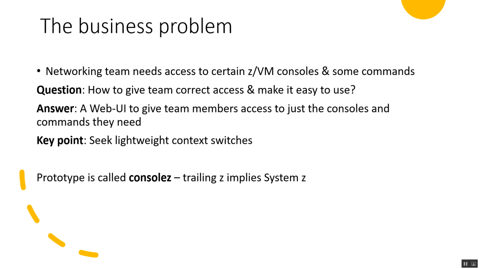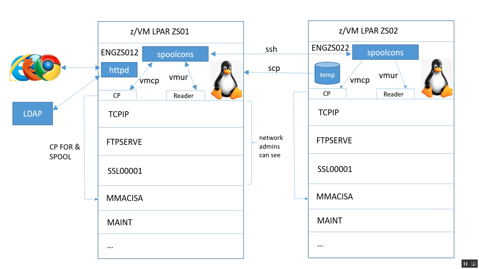And a key point is to seek lightweight context switches. So if the networking team needs to get certain information from 10 different z/VM LPARs, would it be better to have 10 different sessions open, or would there be more lightweight context switches from a single browser interface? So the prototype is called consolez with a Z, and the trailing Z implies System z, which is the mainframe.